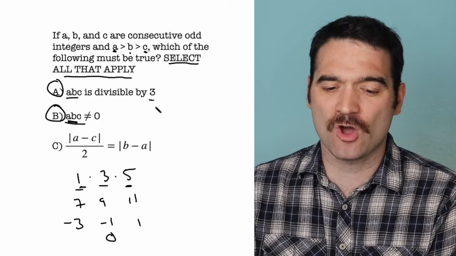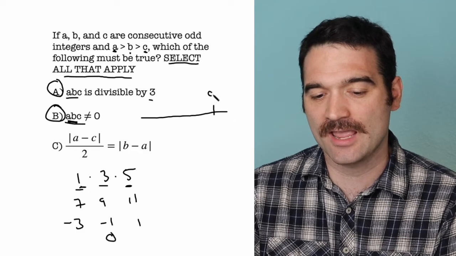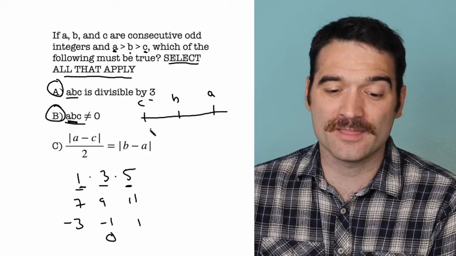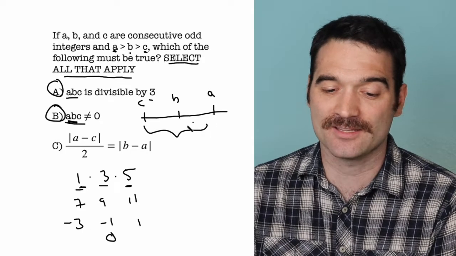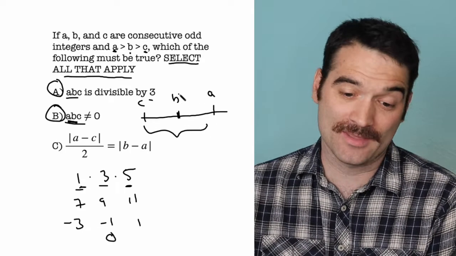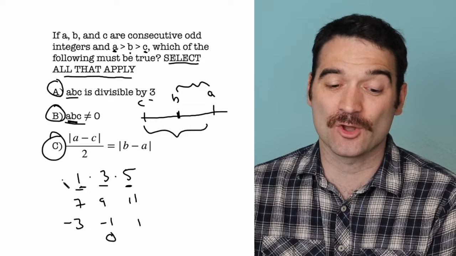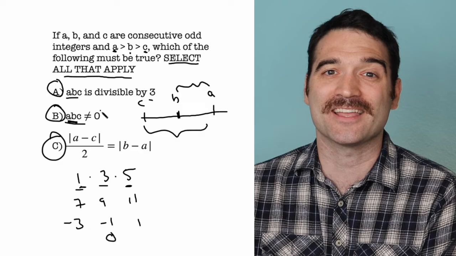And when you look at this on a number line, right, there's A, B, and C, they're evenly spaced, right? The half of the distance between A and C gets you to B, and that means that B to A is half of that distance. So that's also true. In this case, A, B, and C are true.